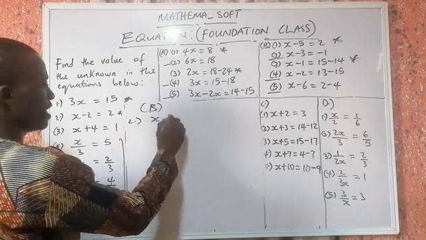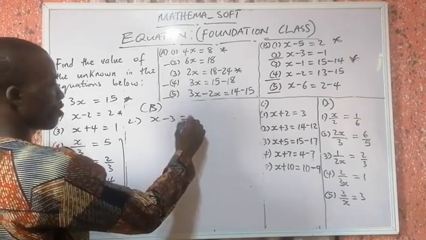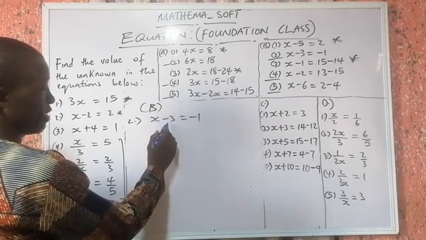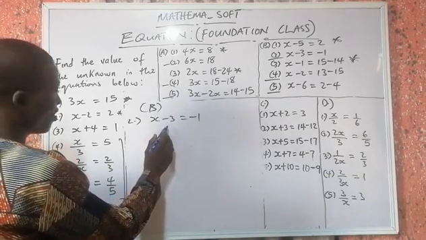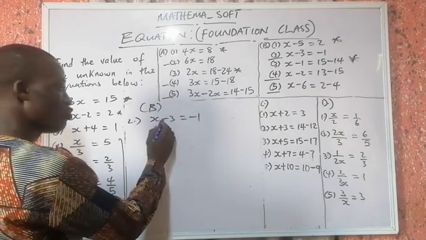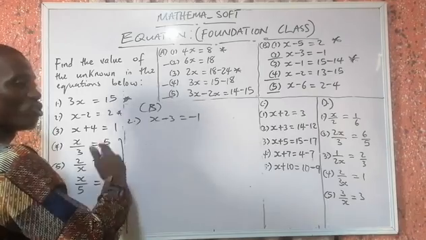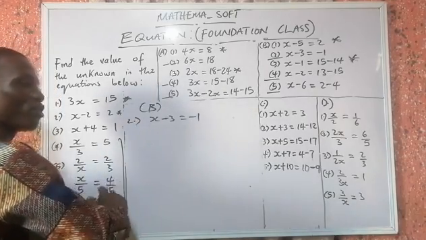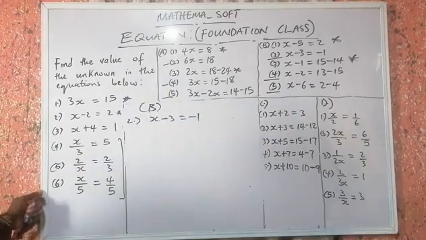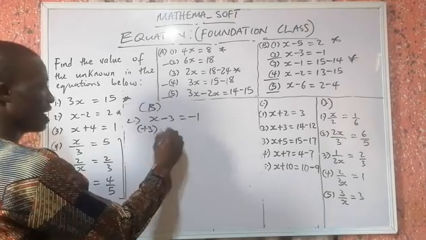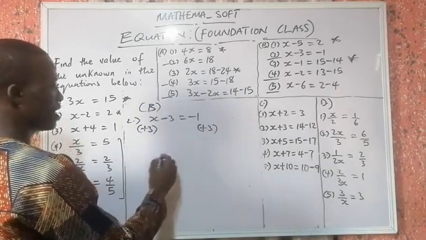I have x minus 3 equals minus 1. This 3 is joined to this x by minus. You are not dividing. You can use plus to remove minus, because that's what you do. When you have minus, you remove it by plus. When you have plus, you remove it using minus. So add 3 to this side, add 3 to this side.